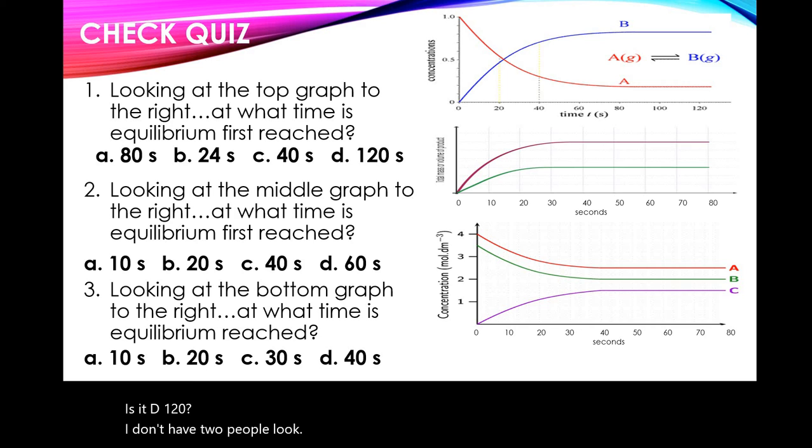I only had two people vote. I thought you were just reading off the answers. Oh no. Let's try again. Let's vote again. So A, 80. Got one for 80. B, 24, 2. C, 40, 3. D, 120. Sean, put your phone away. Okay, you didn't vote because you didn't know what you're doing. Okay, so you got to pay attention. We're starting a new unit. Get the earphones out. Put the phone away. Okay?